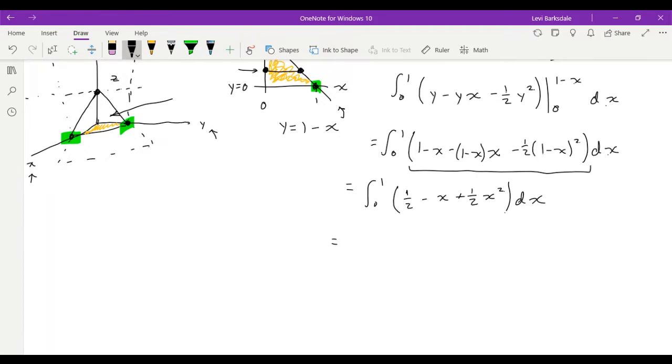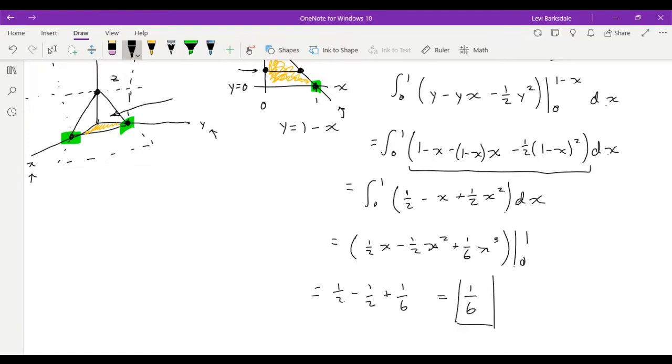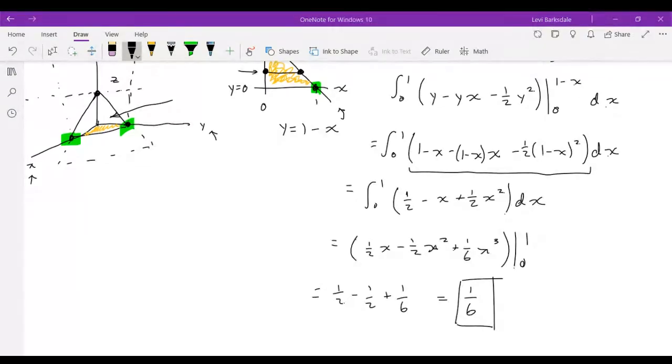And cool. And of course, then we can actually integrate that: 1/2 x minus 1/2 x squared plus 1/6 x cubed, from 0 to 1. It does in fact give us the correct answer: 1/2 minus 1/2 plus 1/6, minus 0, of course, gives us just 1/6 as our answer. The answer is still 1/6, but now we actually wrote down the correct things, so thank you for pointing that out.